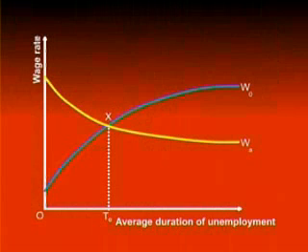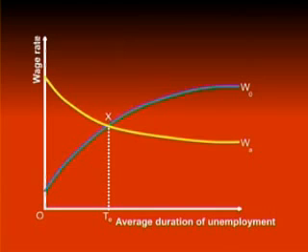Now in this economy, we plot the wage rate on the vertical axis and the length of time unemployed, or the duration of unemployment, on the horizontal axis. Note the two lines, the W0 line and the WA line. The W0 line captures the chances of getting a better job as you wait longer.